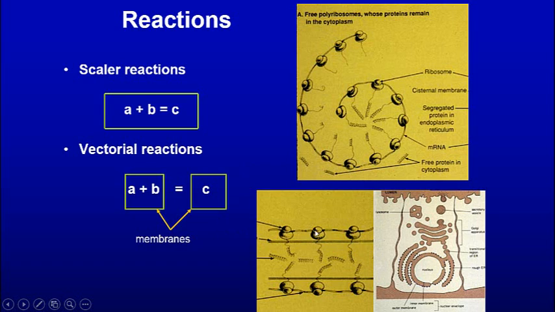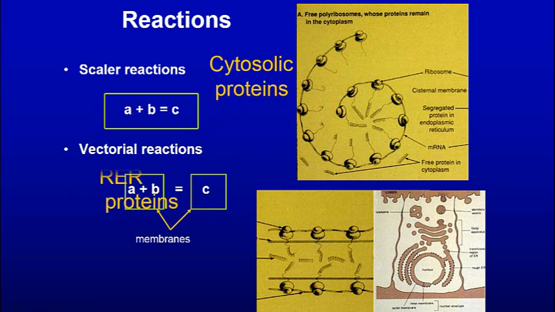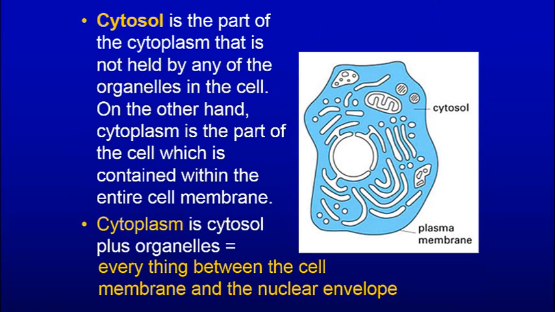And that's what you have when you have ribosomes associated with the endoplasmic reticulum, where the products are sequestered inside the rough endoplasmic reticulum away from the precursors, the free amino acids in the cytosol. So we have both scalar and vectorial reactions. This is the free ribosomes, and this is what happens with the ribosomes associated with endoplasmic reticulum. Cytosolic or RER proteins.